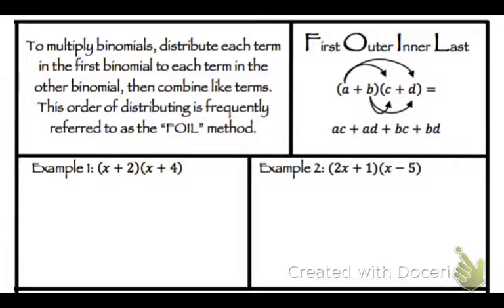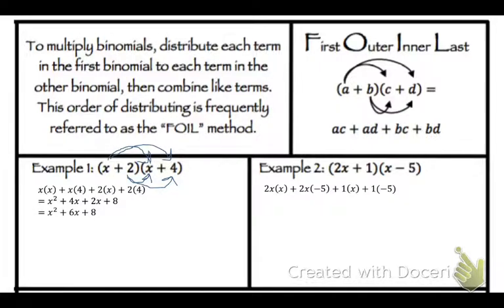Okay, now multiplying binomials. And I'm going to teach you two different methods. There's foiling, and then there's the box method. So FOIL, that's just first, outer, inner, last. And it's just a way of distribution. So you're going to multiply x by x, and then you get that. X times 4 is 4x. Then you're going to do 2 times x, 2 times 4. So that's x squared plus 4x plus 2x plus 8. Combine those middle terms. So that's x squared plus 6x plus 8.